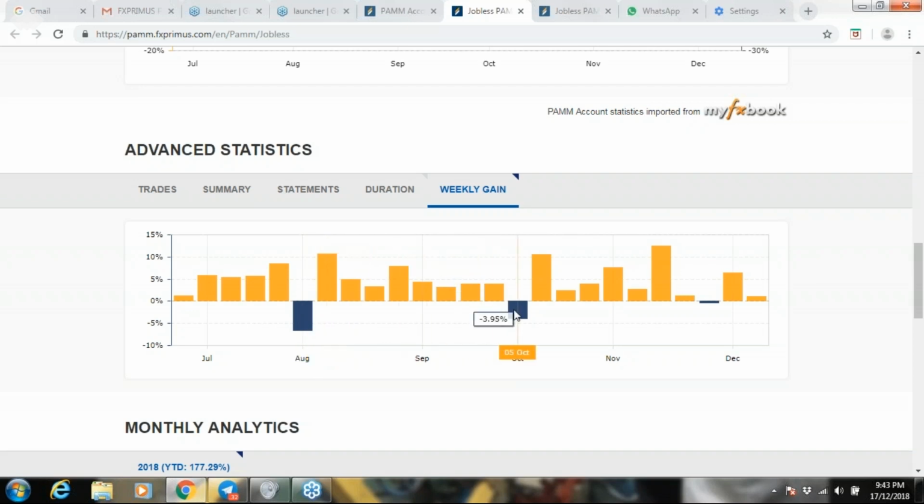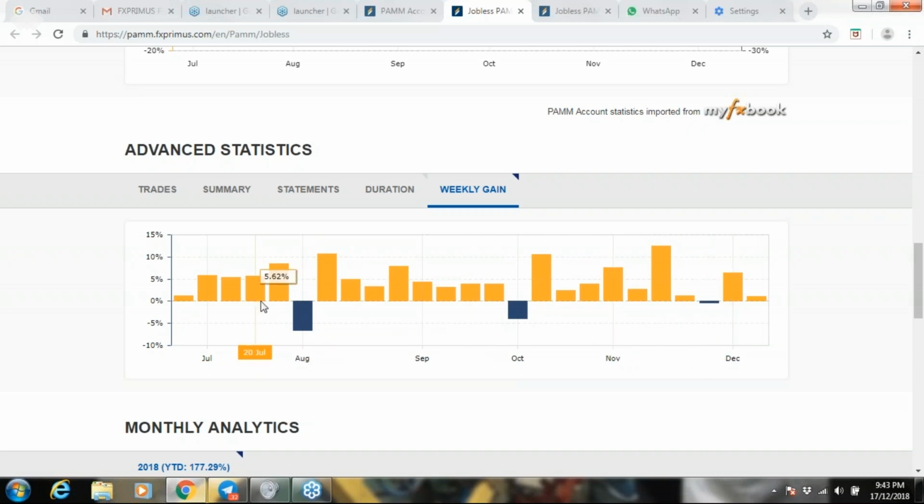Now we go to 5 October, which is a minus 3.95, and then for the next week we covered almost 7%, which means we got 10.58%. For the 30 November week, we did not reach 1%, but for the next week we covered up to 6%.